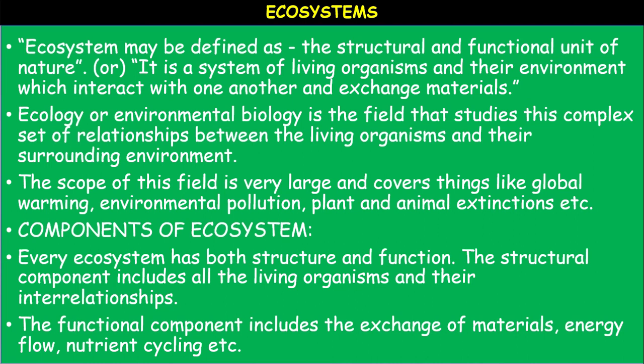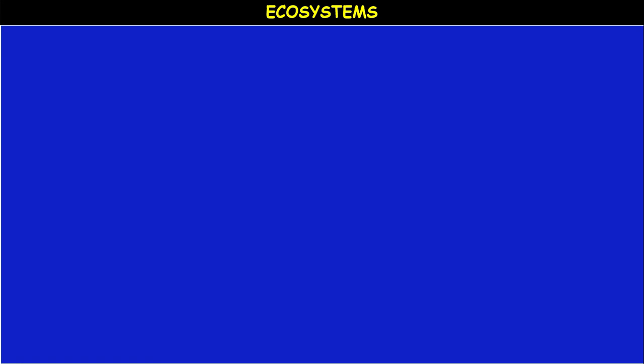So the functional components of ecosystem include the exchange of materials between the living and non-living, energy flow among the living things, and nutrient cycles. Nutrient cycles are nothing but exchange of materials only. Next. So there are two components, structural and functional. The structural components are all living organisms and their interrelationships. You studied in 6th class about food chains, food web, isn't it?